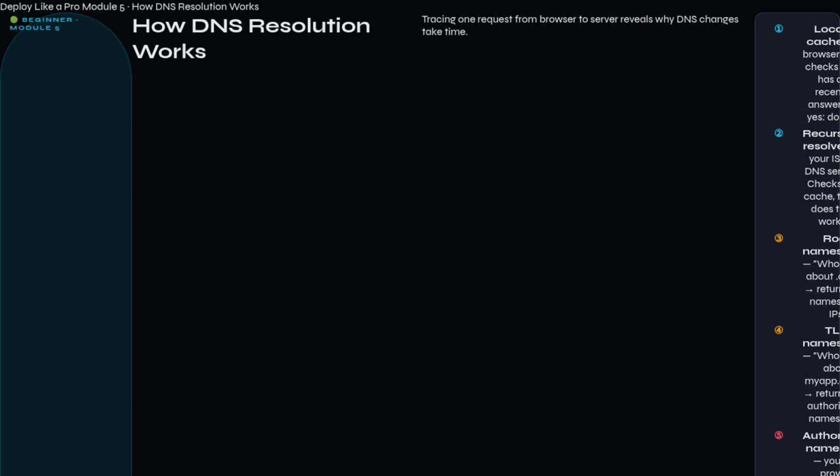Step 7. Response. The recursive resolver caches the answer for TTL seconds and returns it to your browser. Your browser connects to the IP address. This entire process typically takes 50 to 200 milliseconds on the first query.